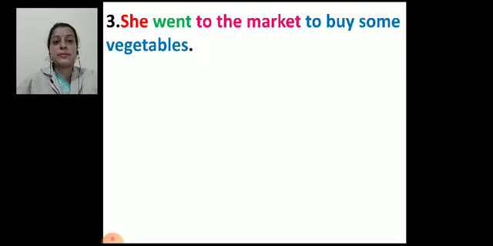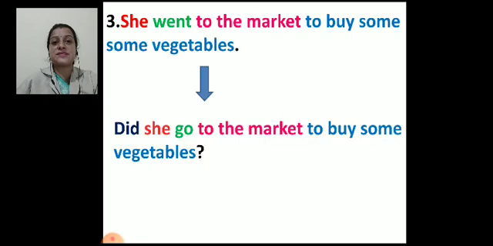Come to the next example. That's, she went to the market to buy some vegetables. As you all know, she is the subject, went is the verb, to the market is the object, and to buy some vegetables are the other words of the sentence. So if we have to convert it into an interrogative sentence, it will be, did she go to the market to buy some vegetables? You know why we put did at the beginning? Because this sentence, she went to the market to buy some vegetables, is in simple past form.